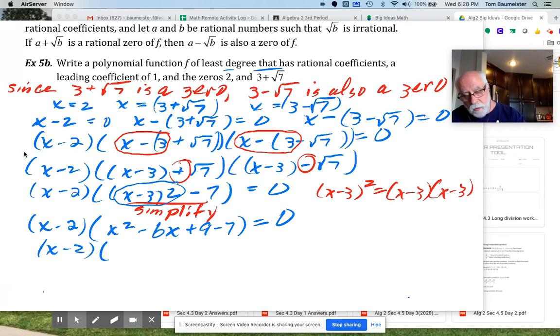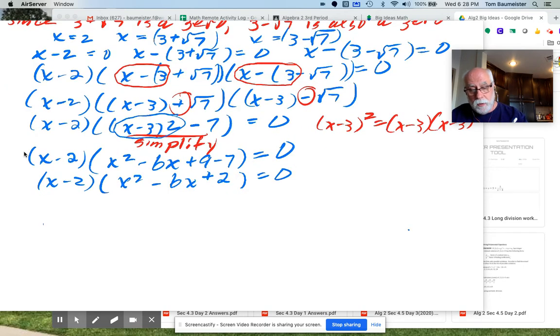or x minus 2, and then simplify this one, x squared minus 6x plus 2, because 9 minus 7 is 2. And again, that will equal 0. And just like we did on the previous one there, I'm going to take this x minus 2 and I'm going to move it down here. All right, so let me get rid of that part. So I'm going to take the x minus 2, and again, I'm going to multiply it like 3-digit and 2-digit multiplication.